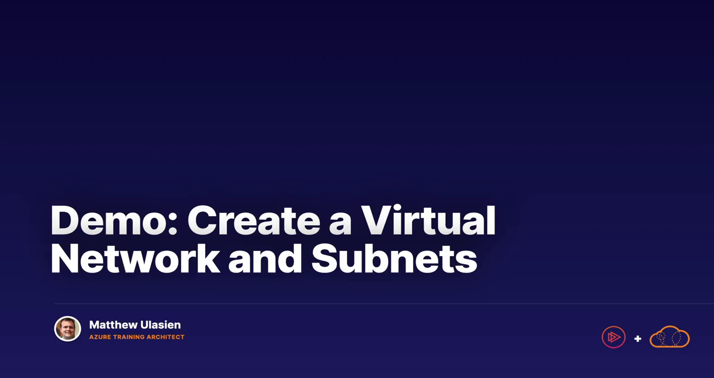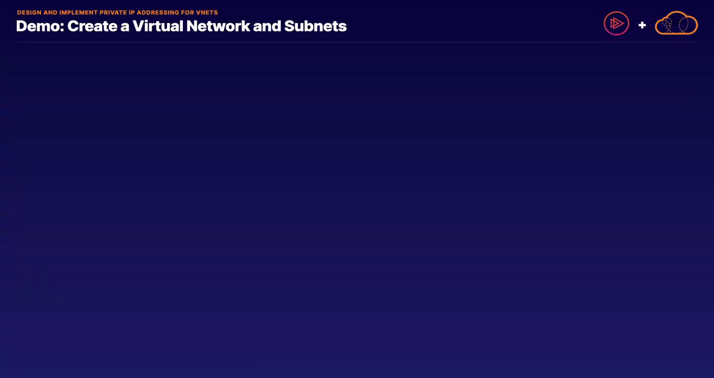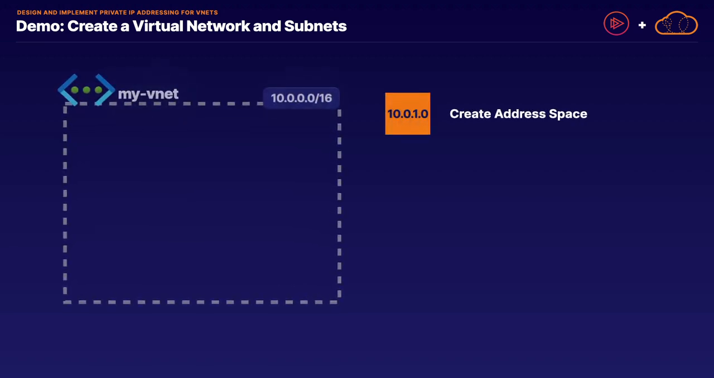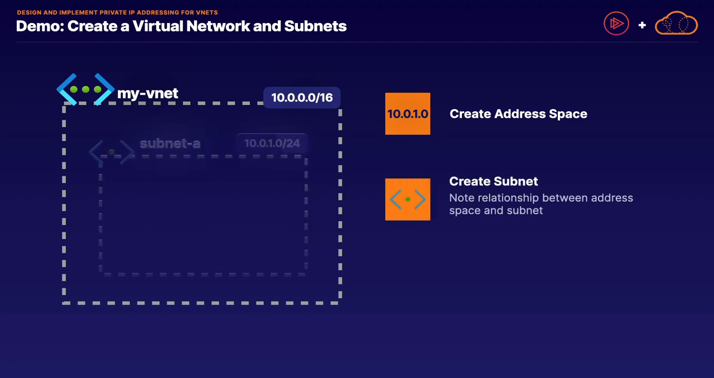Welcome back, everyone. We are now going to go through two quick back-to-back demonstration lessons, putting these fundamentals into practice. This first demonstration is going to focus on the basic structure of a virtual network, specifically the relationship between an address space and a subnet. We're going to start by creating an address space for our initial virtual network, and then inside of that, we are going to create a single simple subnet.